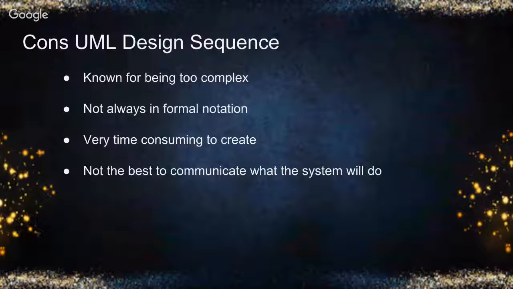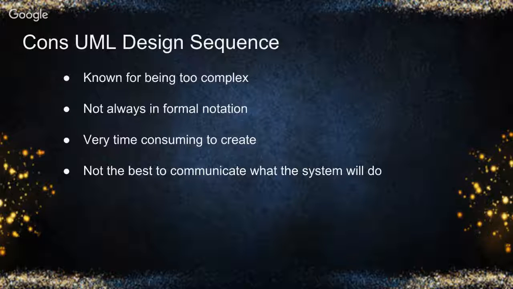Some of the disadvantages, however, of using UML design sequence include the fact that it is very well known for being too complex. This means that it can sometimes show an inside-out view of the system. And because it's very complex and it can be very large, it's not always in formal notation, which means that you don't always need to have a UML design sequence for your project to show what your project is going to do. And because it can be very large and very complex, and it's not always necessary, it can sometimes be very time-consuming to create.